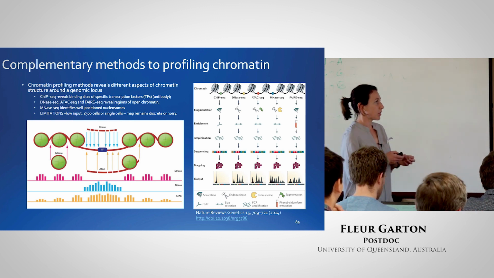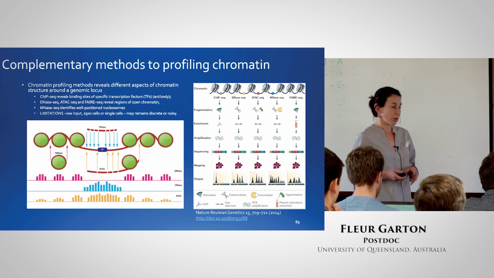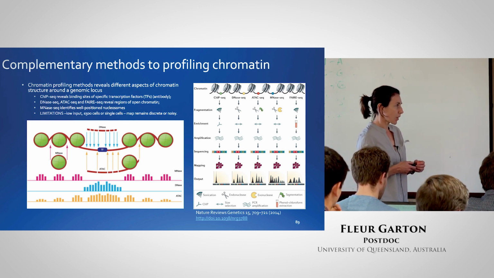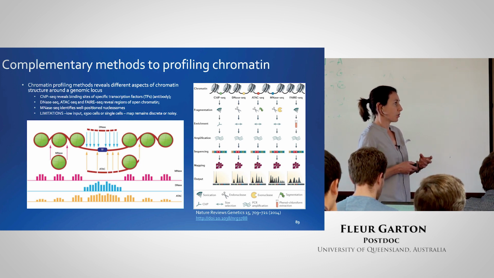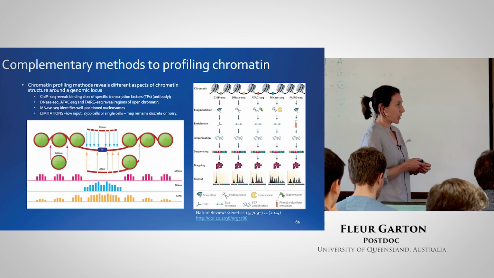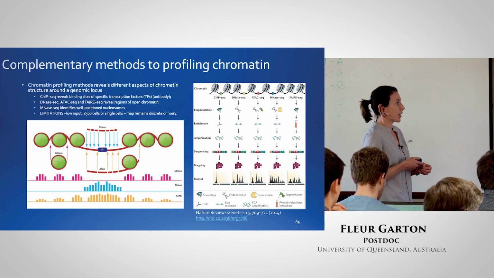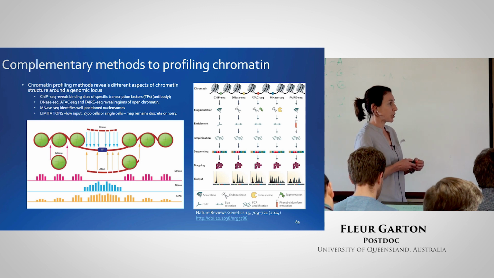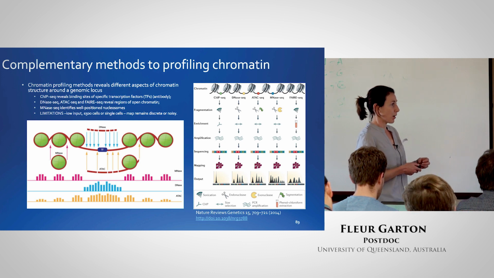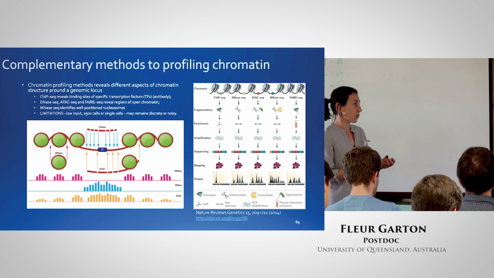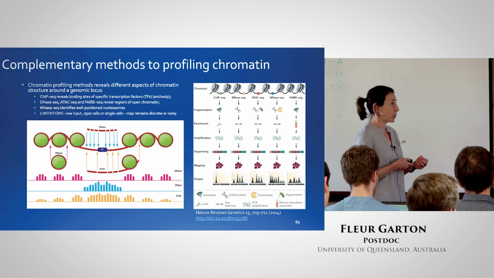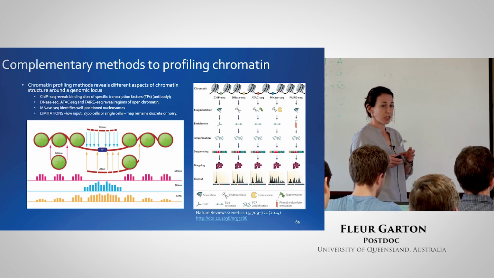ChIP-seq actually reveals the binding sites of specific transcription factors. Here you're using an antibody to enrich for a particular area to look for a peak. DNase-seq and ATAC-seq reveal the regions of open chromatin. These are the histones where the DNA is folded up, and the combination of these techniques allows you to map between these nucleosomes. MNase-seq specifically focuses on mapping between the nucleosomes to understand where they're positioned.